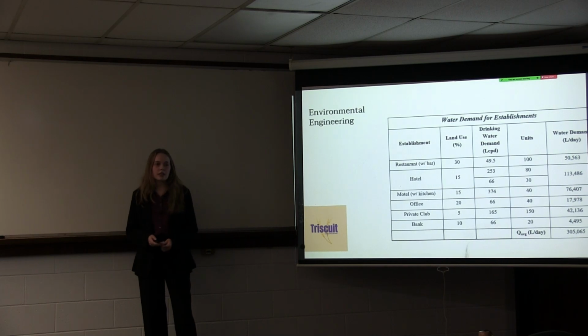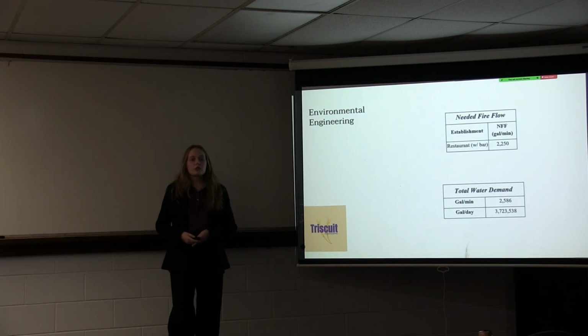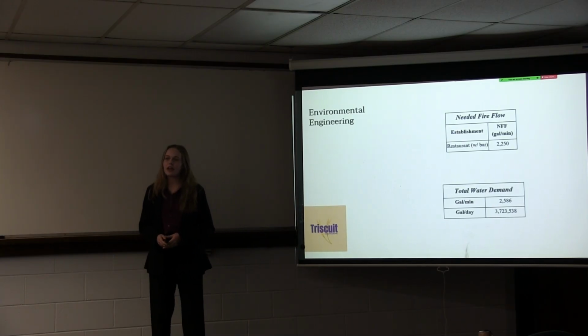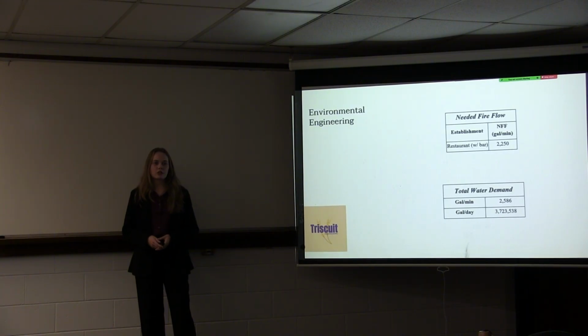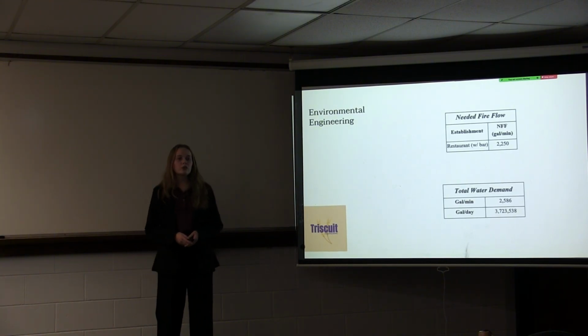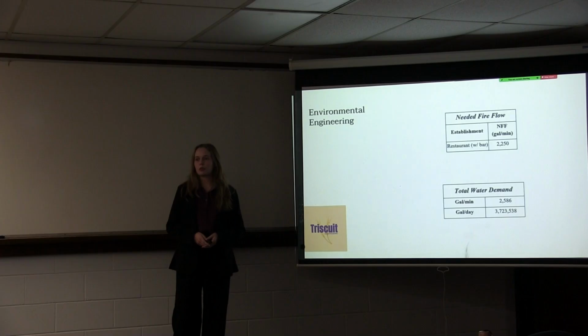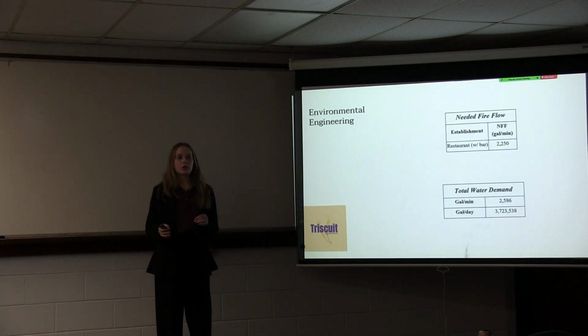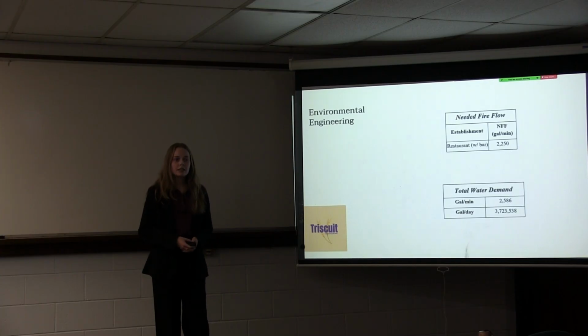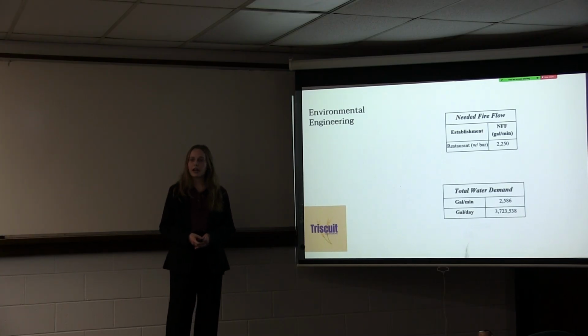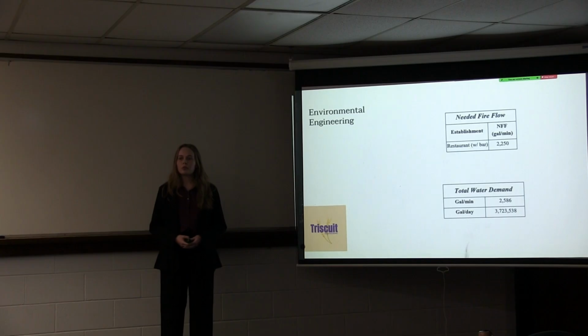I also have to take into account the flow needed for fire. So in order to do that, I chose one of the businesses, and I did my fire flow calculation for that. And that gives me about 2,250 gallons per minute. So I add this value to my converted peak hourly flow, and in the end, I get a total flow rate for the entire development of 3.7 million gallons of water a day.